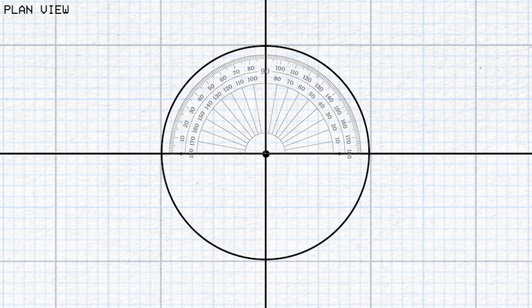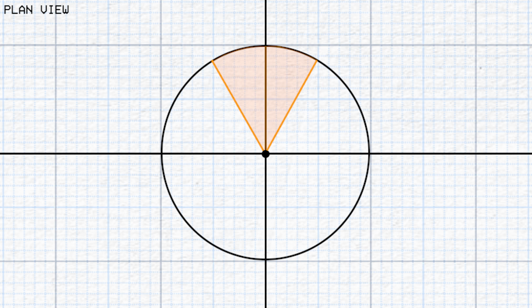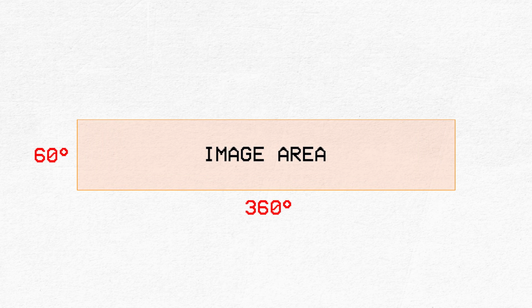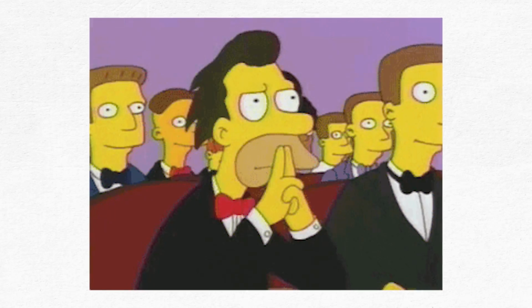Let's just stick with a 60-degree cone of vision at the moment. In knowing this, I'm able to work out the height of our image area. This would be 360 degrees long and 60 degrees high, but degrees is not really a unit of measurement that we can work with. Instead, we need to convert this.